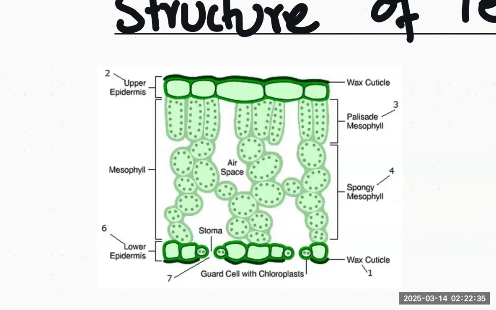Then below the spongy mesophyll cell, we have the lower epidermis, right? And in our lower epidermis, we have really special cells which are known as your guard cells. Guard cells are responsible for opening and closing these pores that we call stomata. So they're in the bottom surface of the leaf. Generally, not always, but generally.